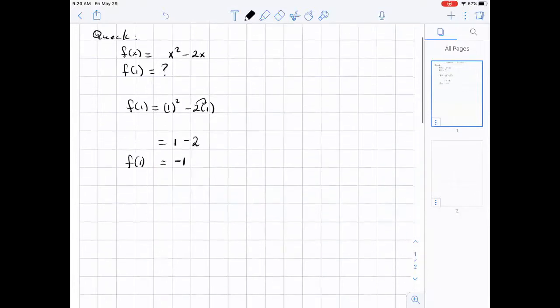And keep in mind that this is really a point. This was the x value. This is your y value. So this is really the point 1 comma minus 1.